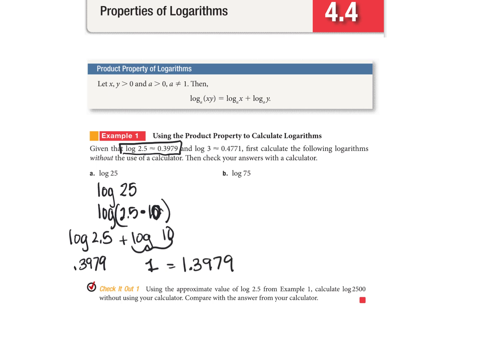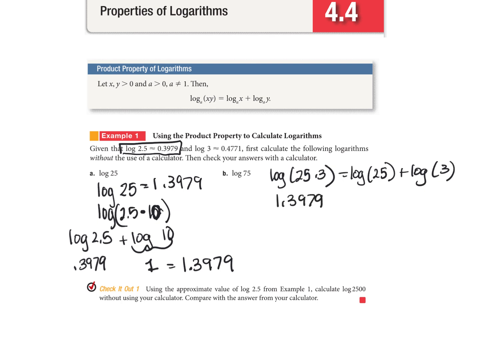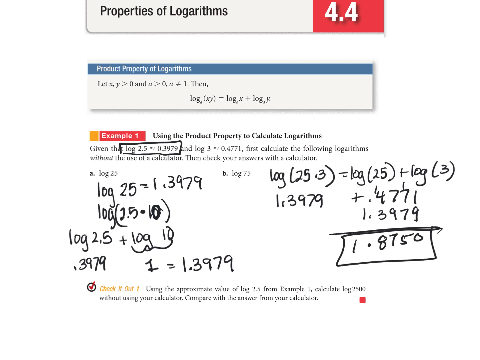Right? So log of 25 is equal to 1.3979. Well, the log of 75 is the same as log of 25 times 3, which is the log of 25 plus log of 3. We already figured out log of 25 is 1.3979. Just going to add to that 0.4771. And in the spirit of not doing it with the calculator, we're going to do this by hand. That's 10, carry the 1, 15, carry the 1, 17, carry the 1, 8, 1.8750. Awesome.